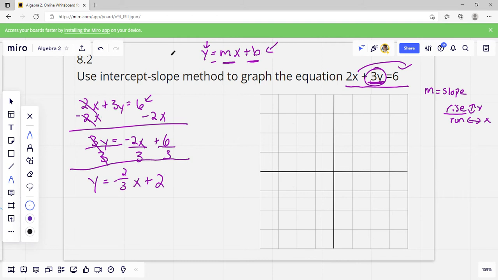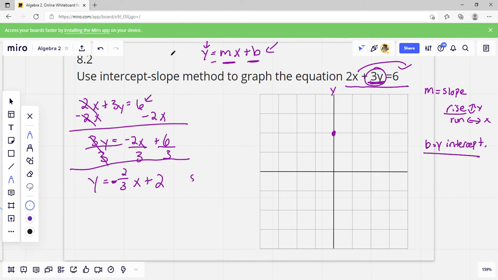What is b? The b part is our y-intercept. That just tells us where our line crosses the y line. Okay, so at some point it's going to cross that y line. And whatever that b is, right, that's where it crosses the y line. So for this one, it's 2. So that means I'm just going to go up 2, because it's positive 2, and make a point right there. That's where it crosses our y line. That's our y-intercept.